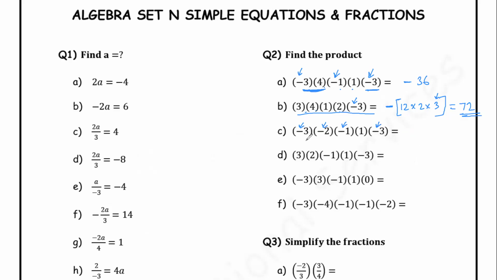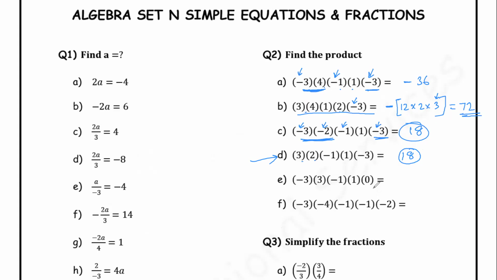Now multiply these numbers. 3 to the 6, 6 to the 18, 18 is the outcome. Now you tell me whether it's going to be positive 18 or negative 18 for delta. It's going to be positive 18 because there is an even number of negatives.